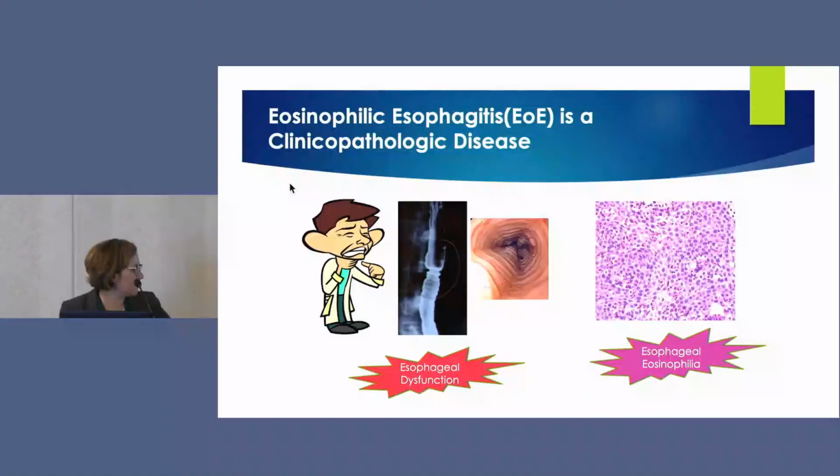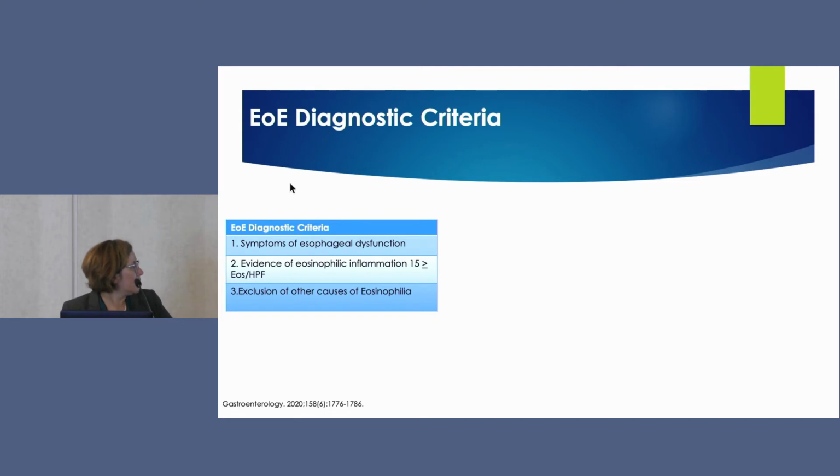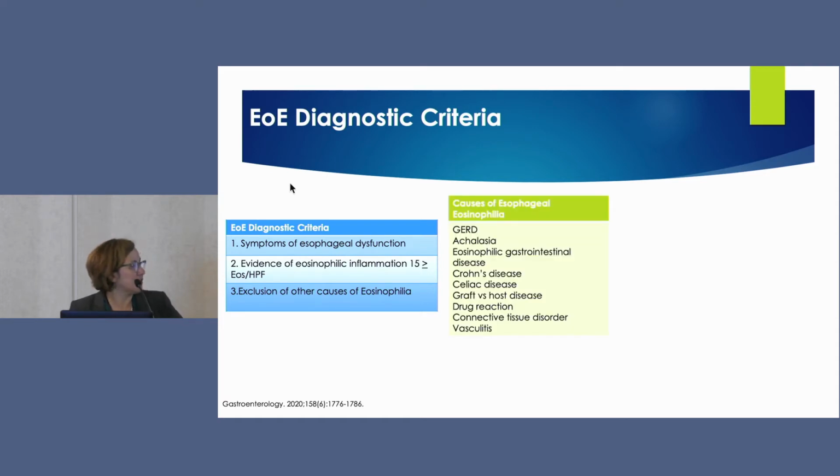Okay, so EOE is a clinical pathologic disease. So not only do we need to have esophageal eosinophilia, there also has to be symptoms and signs of esophageal dysfunction. The diagnostic criteria includes symptoms of esophageal dysfunction, evidence of eosinophilic inflammation, defined by more than 15 eosinophils per high-power field, and exclusion of other causes. This is a list of what other causes may be.